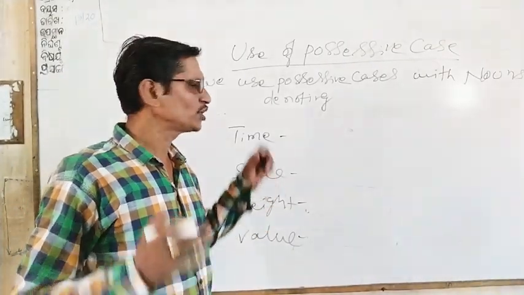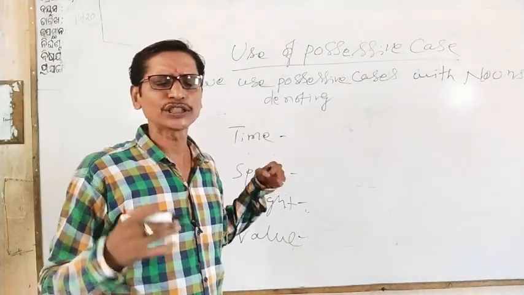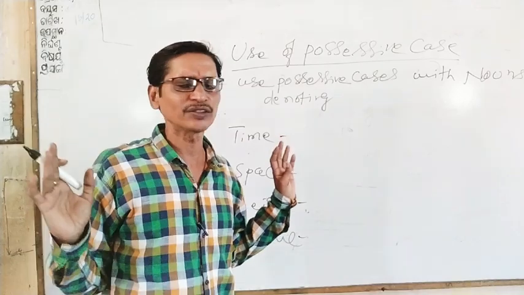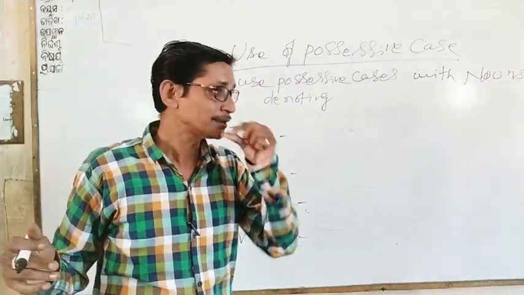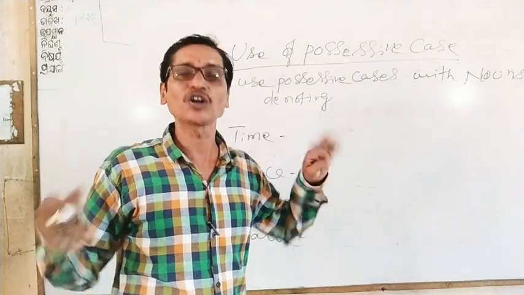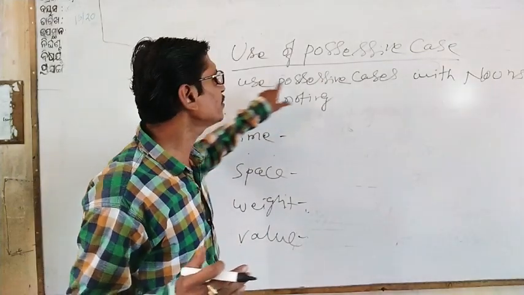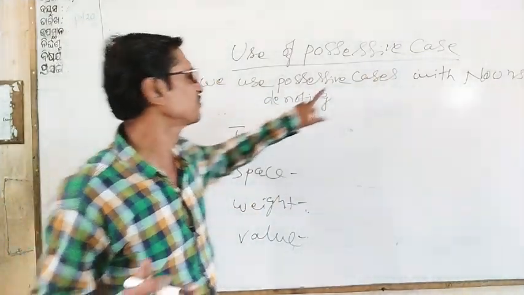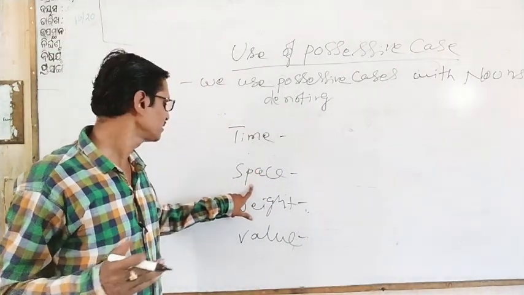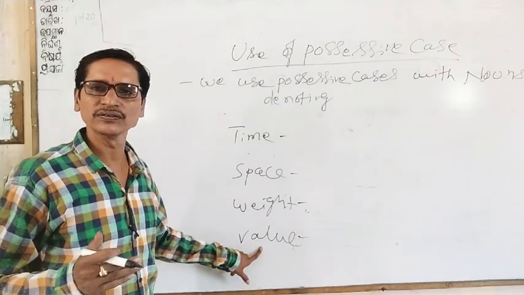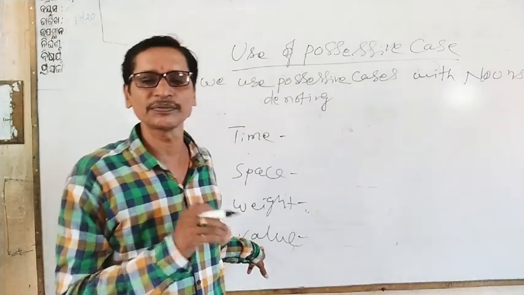Like the rules we have told that nouns denoting living things, nouns denoting personified things, nouns denoting dignified objects, nouns denoting some other things. For that we understood those rules. But now here we use the possessive case with the nouns denoting time, space, weight and value. Those nouns are coming with them. We also use possessive cases with them.